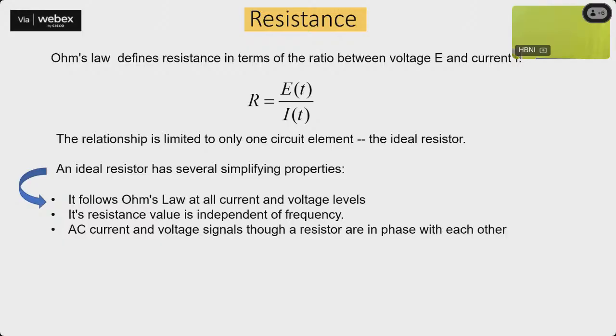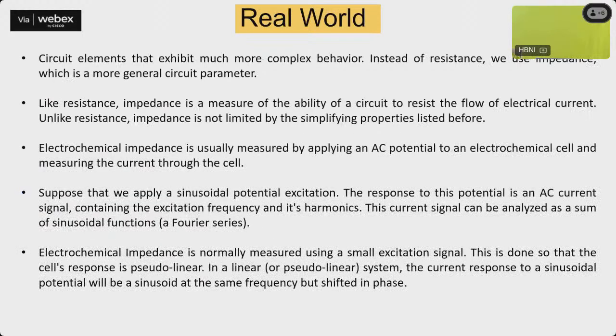But in real life, it doesn't happen. In the real world, the circuit elements have very, very complex behavior. So instead of resistance, the term we use is impedance, which is a more general circuit parameter. Like resistance, impedance is the measure of the ability of a circuit to resist the flow of electric current. Unlike resistance, of course, impedance is not limited by the simplifying properties which I gave in the previous slide. Electrochemical impedance is usually measured by applying an AC potential to an electrochemical cell and measuring the current as it flows through the cell.